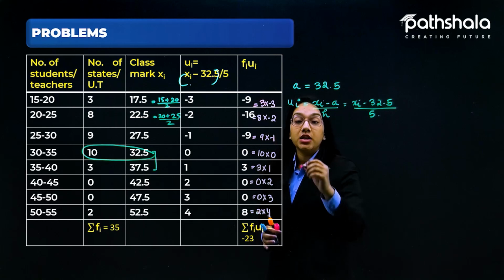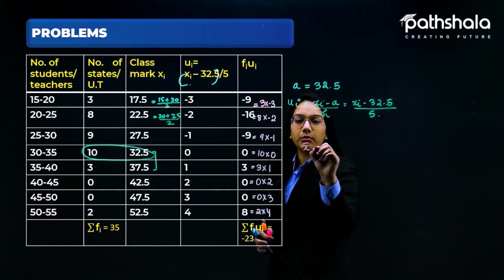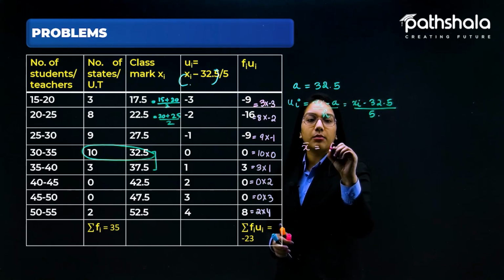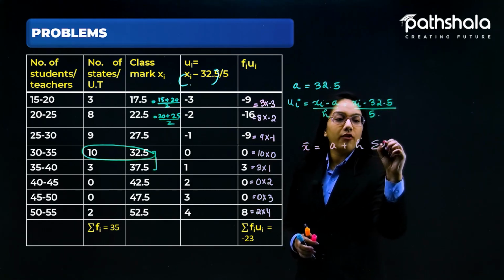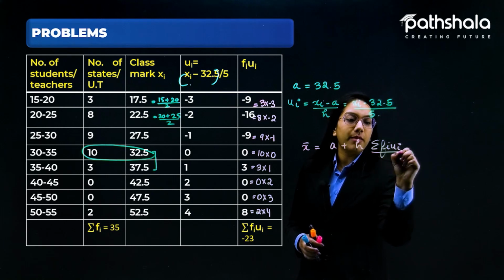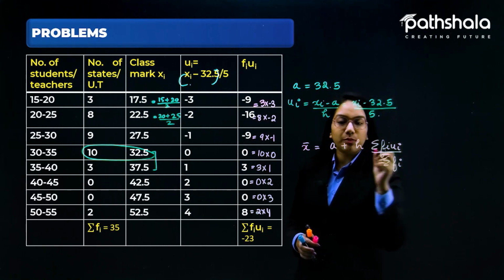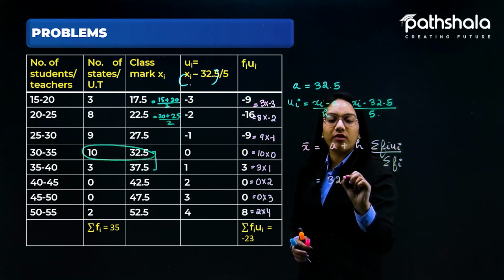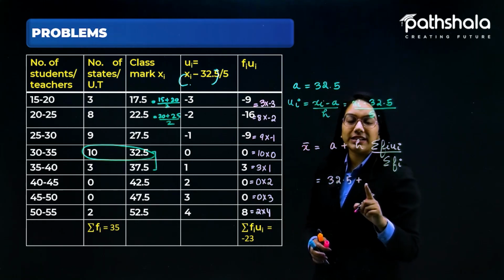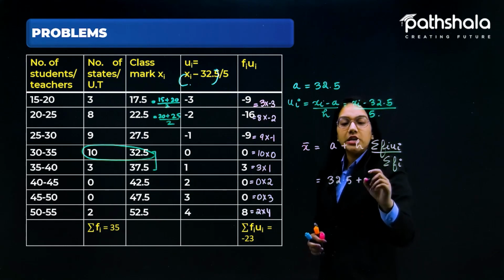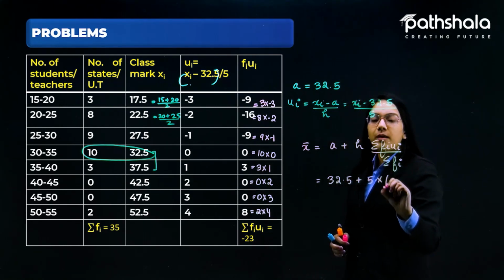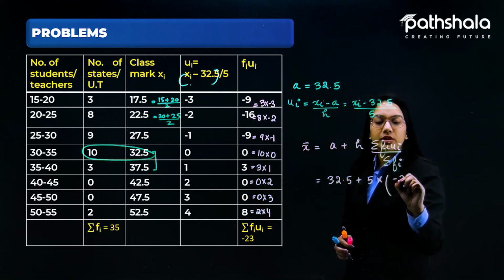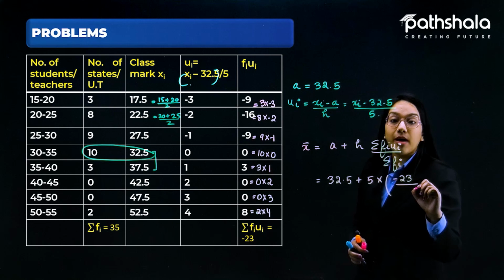Now let's plug in all the values in the step deviation formula where we can find out the mean. X bar is the representation of the mean, and the formula for this is A plus H sigma fiui divided by sigma fi. Now let's plug in all the values over here. A is 32.5, so this is 32.5 plus H. What is H over here? H is 5, so this is 5 into sigma fiui. Sigma fiui is minus 23, so this is minus 23 divided by sigma fi.